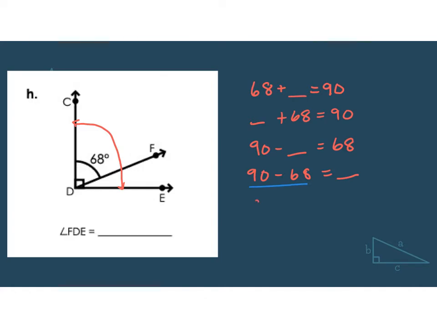So we're going to do 90 minus 68. 0 minus 8 we can't do. We borrow from the tens place. This becomes a 10. 10 minus 8 is 2. 8 minus 6 is 2. 22. We would plug that in, and that would be the angle measure for that missing piece. All right, let's do another.